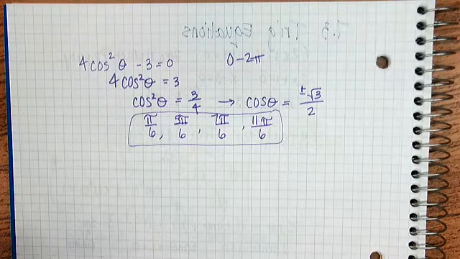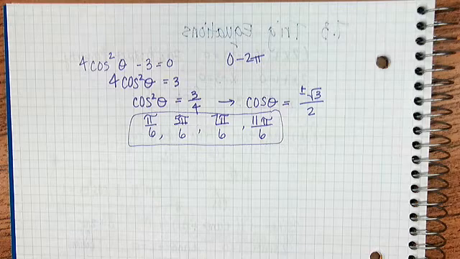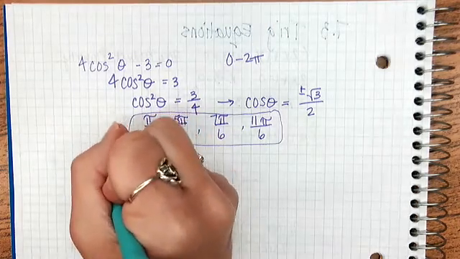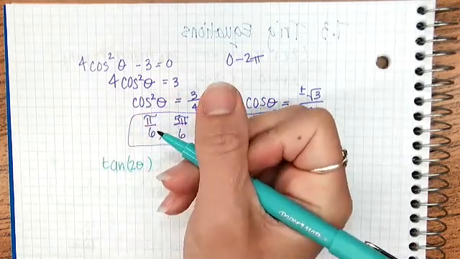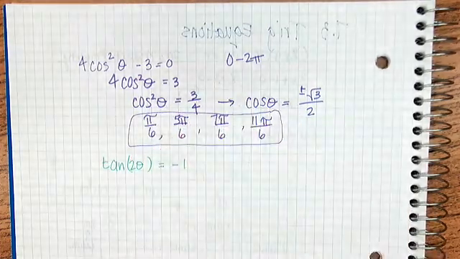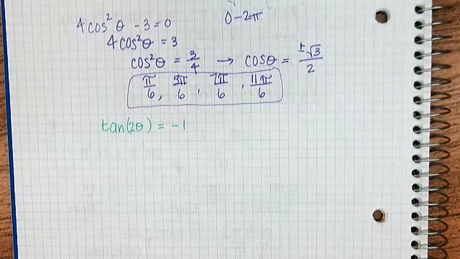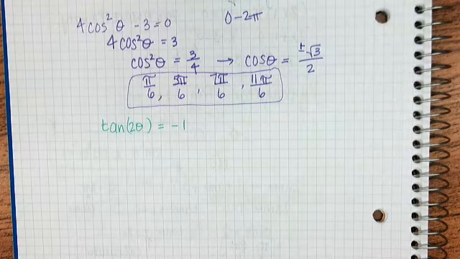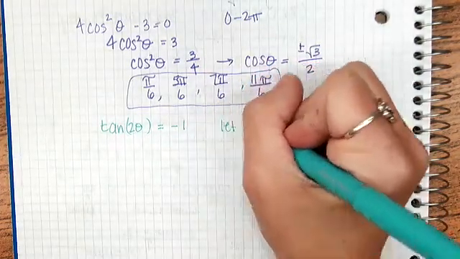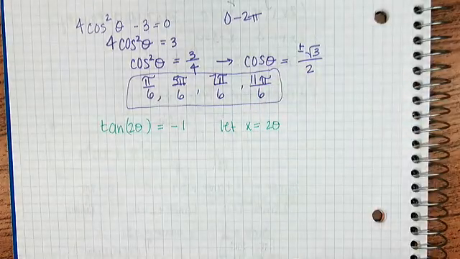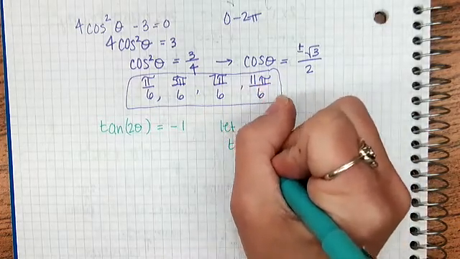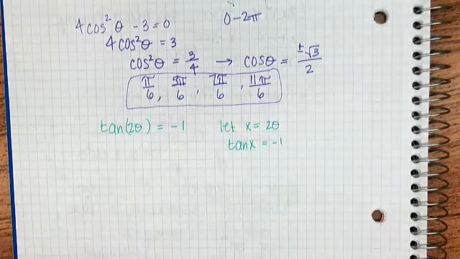Let's look at tangent. And tangent, at least for me, I don't like the tangents because I don't know them as fast as I know the other ones. But the tangent of 2 theta is -1. Okay, so I'm going to do a substitution. I'm going to say, let x equal 2 theta. So the tangent of x is -1.